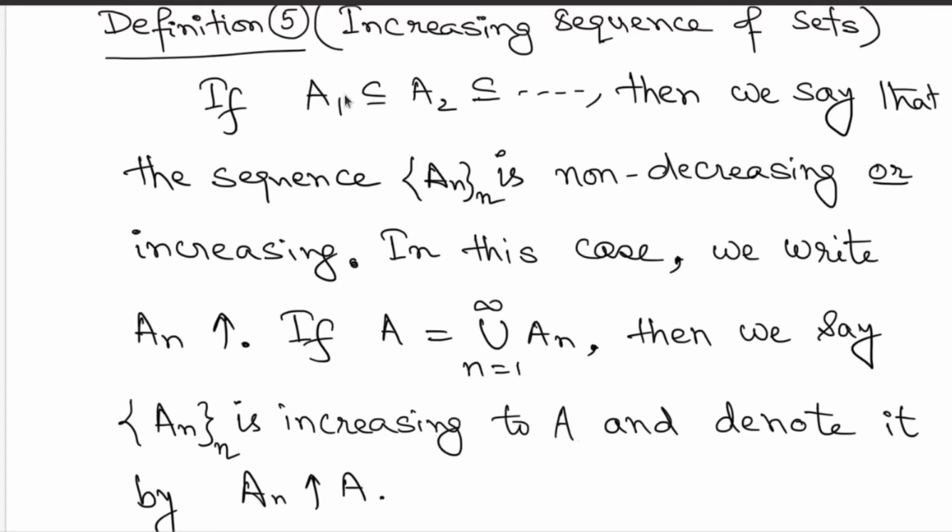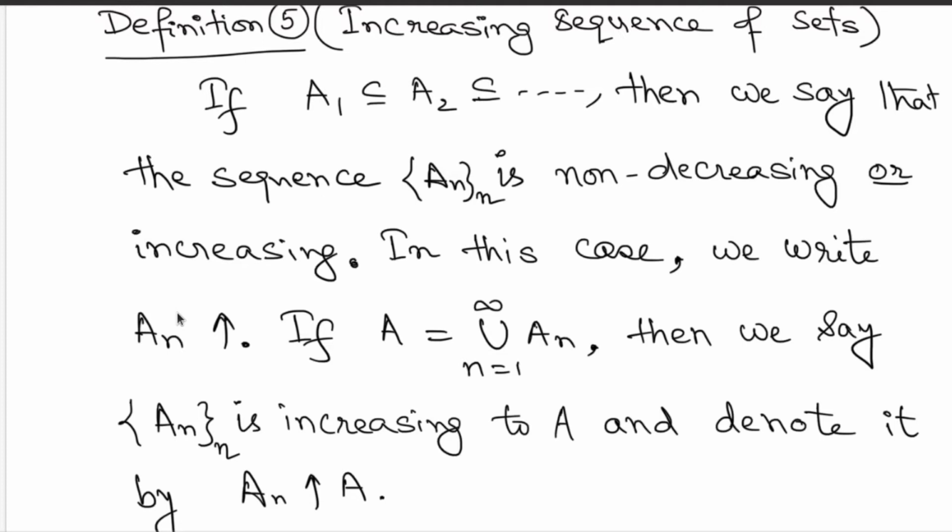Alright. So you have these sets A1, then it increases to A2, then it increases to A3. So you look at all these unions of all these sets. As they increase, you are getting bigger and bigger sets, and at the end, if you denote that set as capital A, then we say that the sequence A_n is increasing to A.